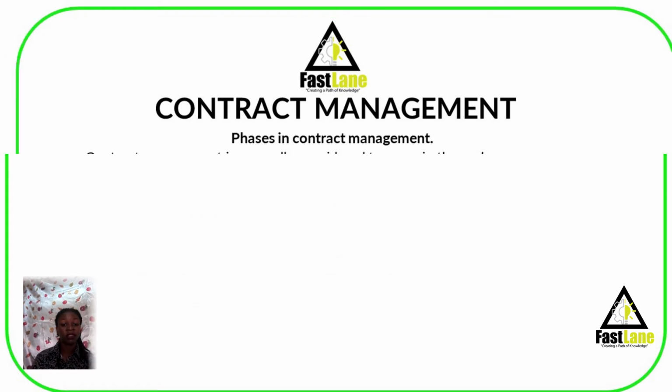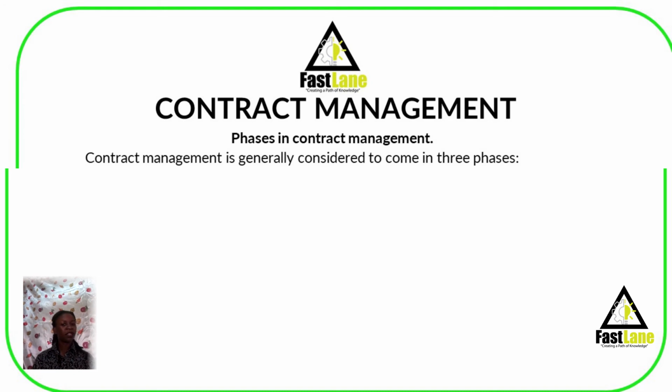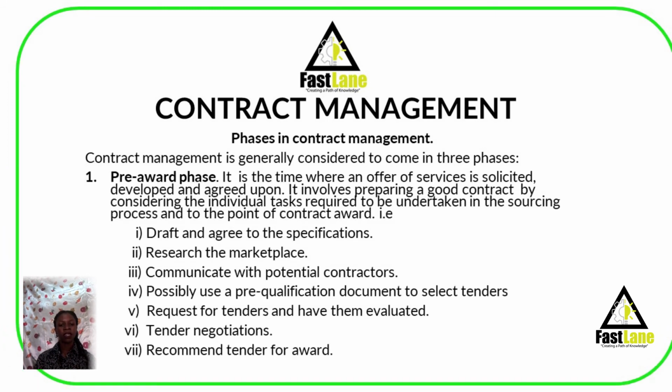Contract management is generally considered to come in 3 phases, and these phases cover different stages or processes in the contract life cycle. So we shall start with the pre-award phase, which is the first phase in the contract life cycle, and it's simply the time where an offer of services is solicited, developed, and agreed upon.